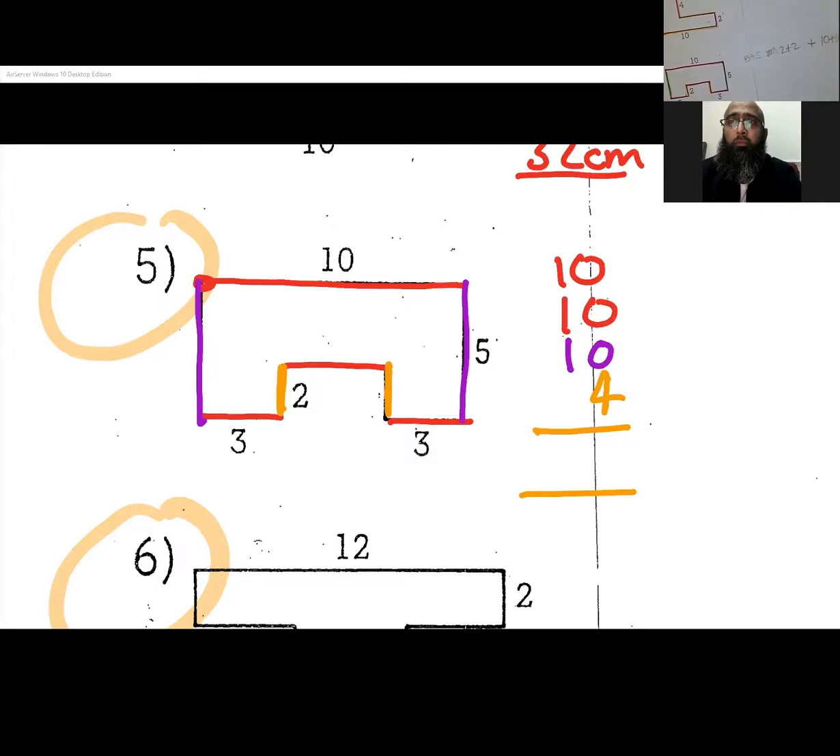Now, if you look at the diagram it is fully colored up. It's all colored. If it's colored, that means it's been counted. Let's add them up. 10, 20, 30, 34. 34.